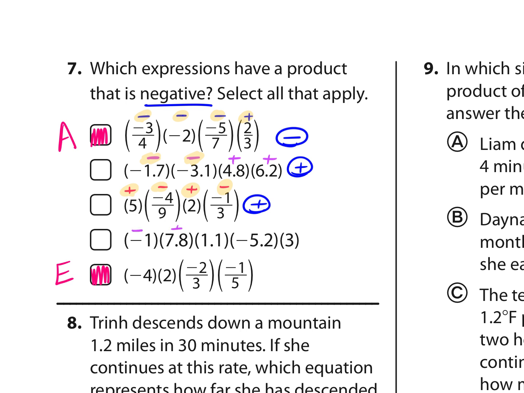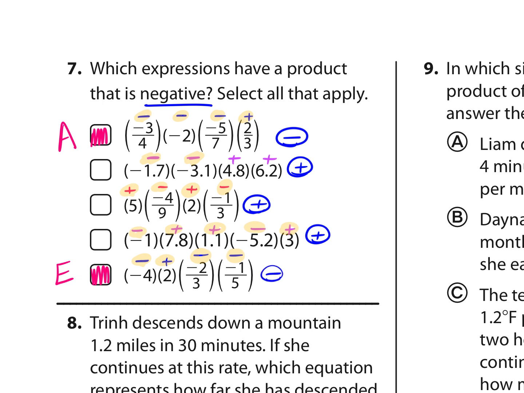Then we have a negative times a positive times a positive times a negative times a positive. So negative times a positive is negative, times positive is negative, times negative is positive, times positive is positive. Then we have a negative times a positive times a negative times a negative. So we have a negative times a positive is negative. Negative times a negative is positive, but that positive times a negative is a negative.